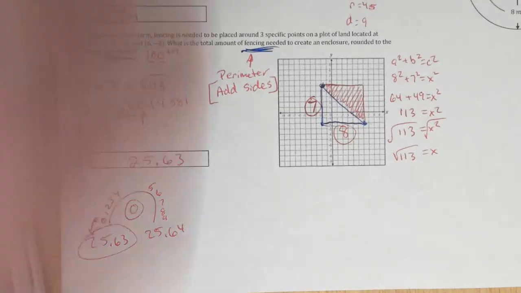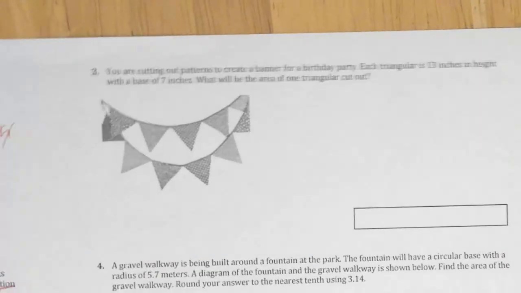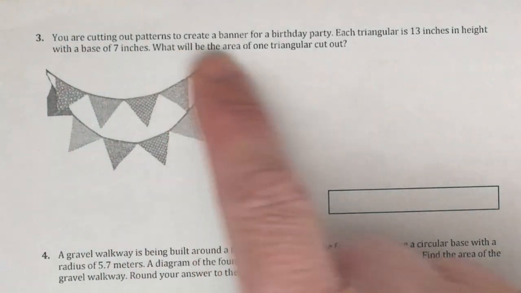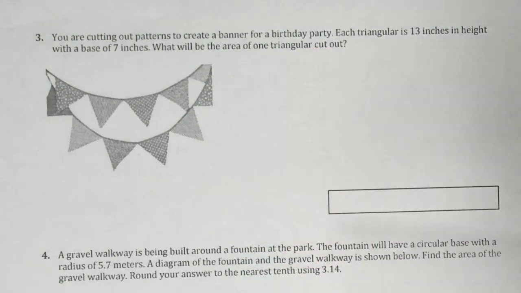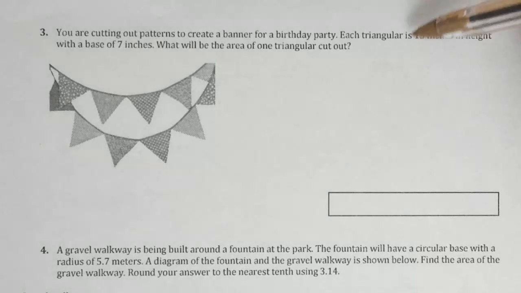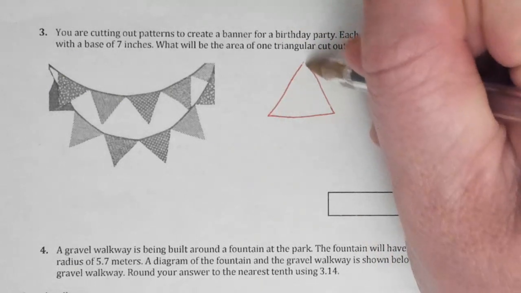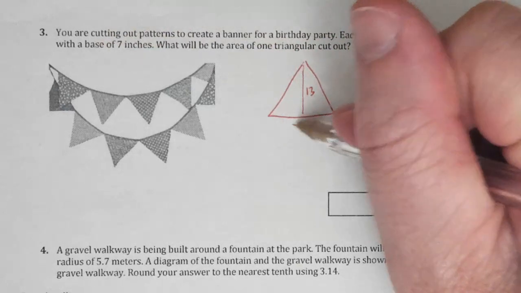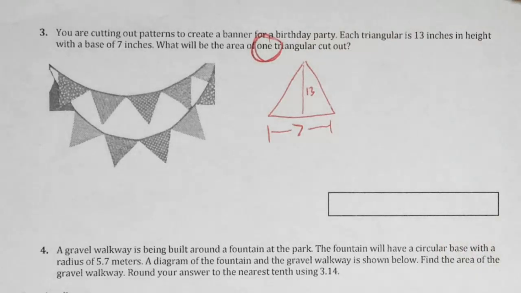Excellent. Let's keep going. Just breezing right through this. All right. Number 3. Zoom in a little bit. So on this one right here, you are cutting out patterns to create a banner for the birthday party. Each triangular shape is 13 inches in height. So the height right there is 13. And the base is 7. So all this is 7. What would be the area of one triangular cutout?